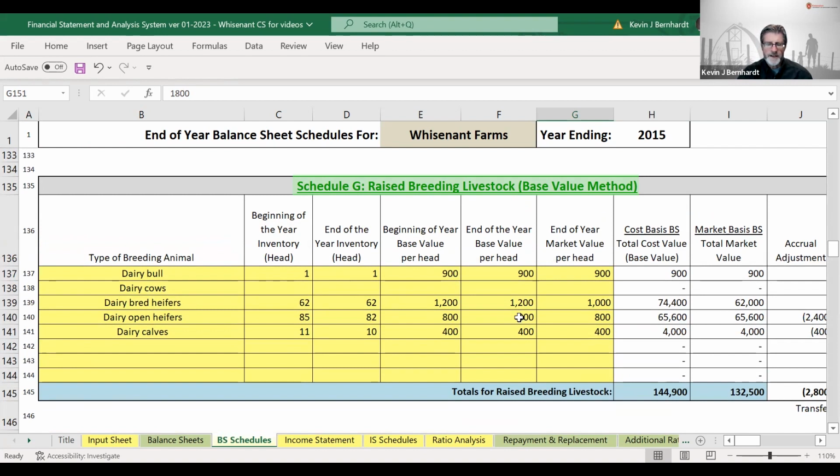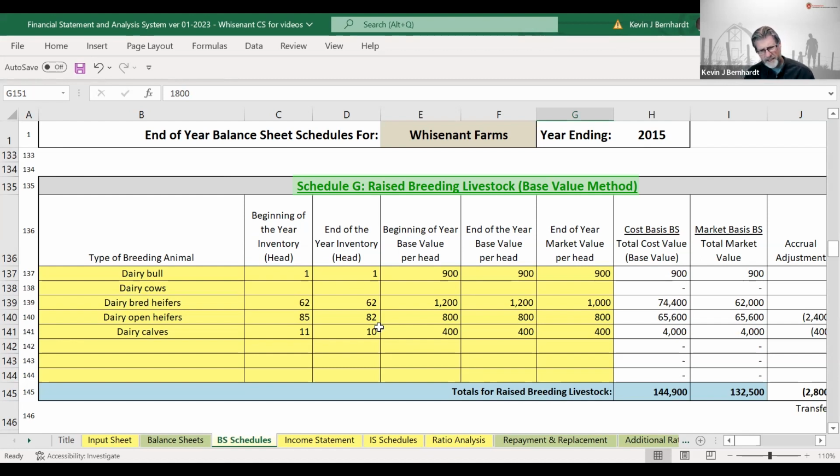The base value method is much more commonly used, much easier in practice, but conceptually a bit harder to understand. So what is it? The base value method is that the owners or managers at some point choose a value that represents approximately what it would cost to raise an animal to breeding age. Once they decide that cost, that becomes the base value. And that base value stays the same for several years. You don't want to change it hardly ever, not very often at all.